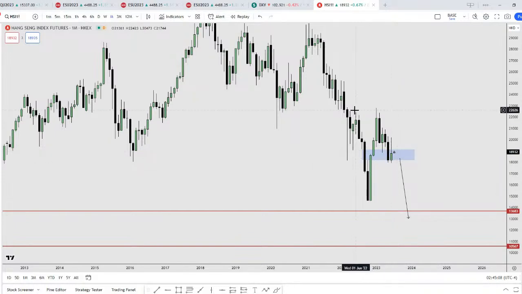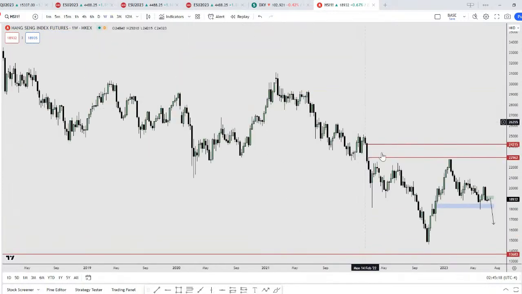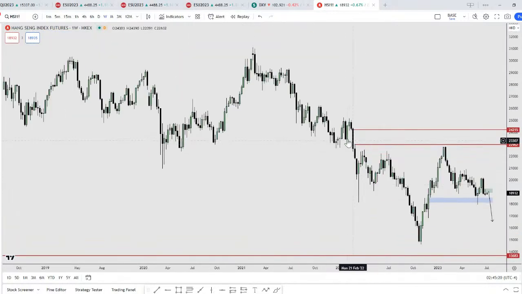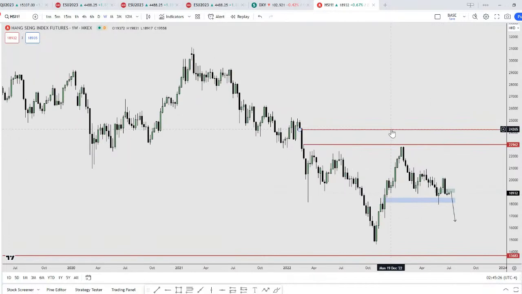Okay. Yeah, I think I got it wrong previously. I stated that that was the monthly fair value gap, but that's incorrect here. We don't see any monthly. It's just a weekly inefficiency fair value gap right here above this high here. Okay. And this is for the Hang Seng Index, and I think I'm gonna wrap up the stream here.